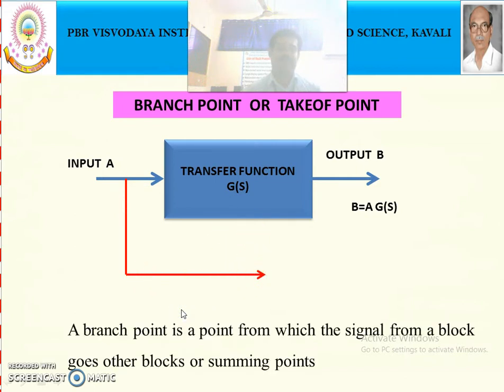A branch point is a point from which the signal from a block goes to other blocks or summing points. What is a branch point? A branch point is a point from which the signal from a block goes to other blocks or summing points. So the output of the branch point will go to either another block or a summing point.